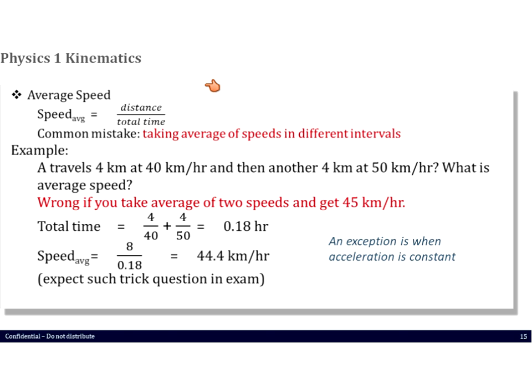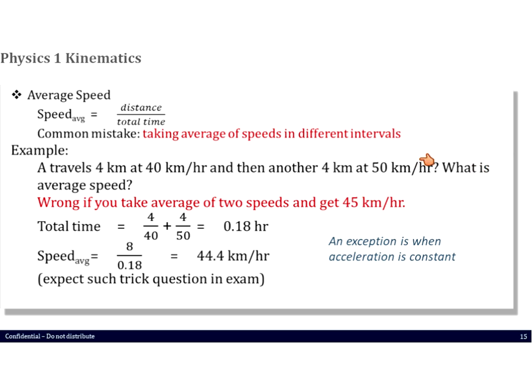It will be wrong if you just take the average of these two speeds and end up with, oh yes, 45 kilometers per hour. No, it is not right. What you have to do is find the total distance and the total time, and then you get the speed. So the total distance is 4 kilometers plus 4 kilometers, which is 8 kilometers. But what is the total time? So now you have to find the time in both cases.